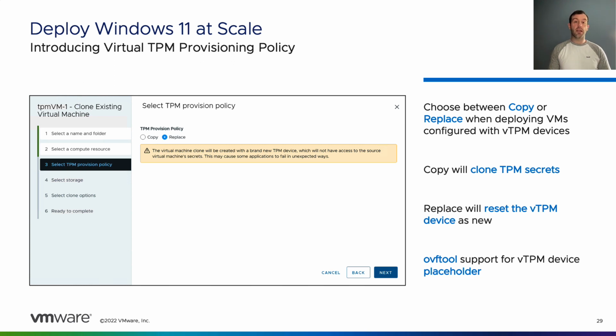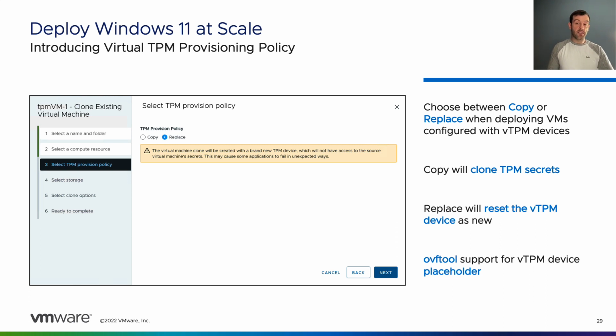Now the default behavior is still copy, because we didn't want to change the default behavior in vSphere when it comes to doing a clone. But when it comes to the TPM provision policy, you do have the option, through a vCenter advanced setting, to make the default operation be replace when it comes to vTPMs.